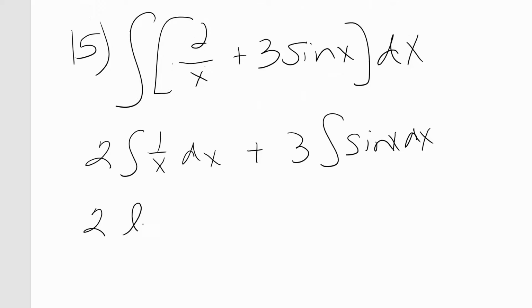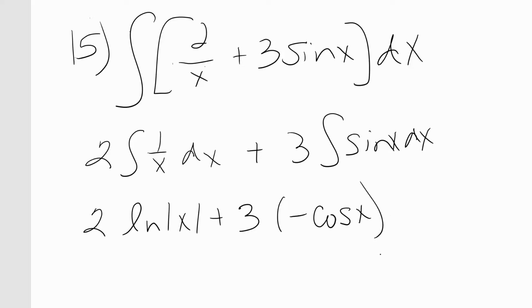This gives me 2 times the natural log of the absolute value of x. And then add to that 3 times the integral of sine x, which, remember, is negative cosine x. That's what we're multiplying it by. And then your plus c. If you want to put plus c on both of them, that's fine, but we only need 1 plus c at the end because we're just adding constants.